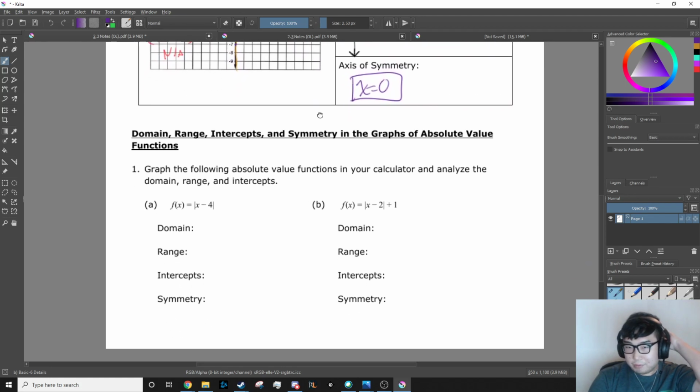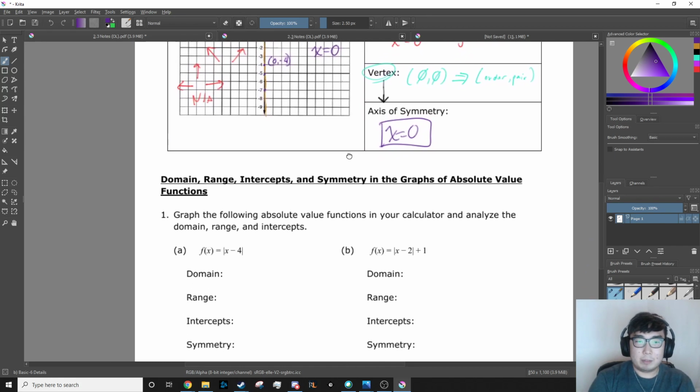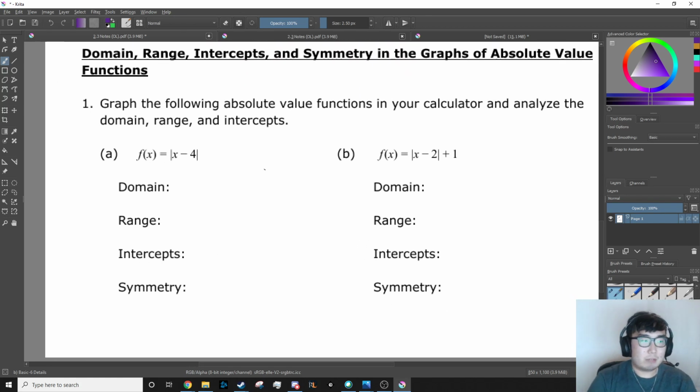So that's pretty simple, right? That's Algebra 1, we're just looking at a different graph. But what if I told you that we can change things around? We can move it to the left, to the right, up, down. We can make it skinnier or fatter, or make the slope bigger. There are ways that we can make our absolute value different.